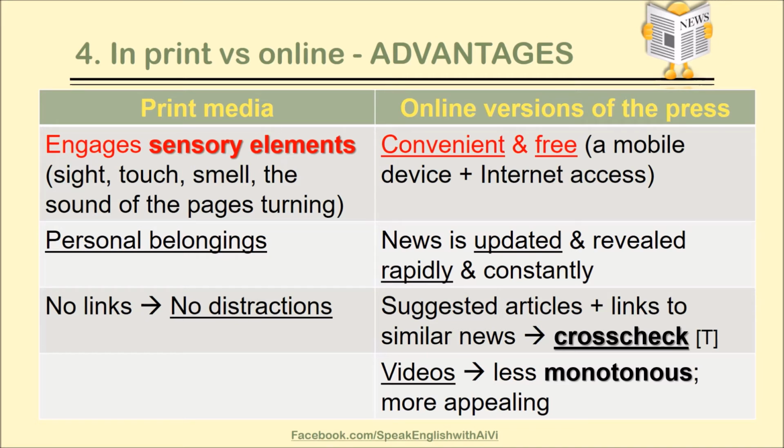As for the online versions of the press, I think the biggest plus or the most striking advantage is that it's free as long as people have a mobile device and internet access. And also, it's really convenient. So you can read online newspapers and magazines at your convenience. At your convenience means whenever and wherever you like.